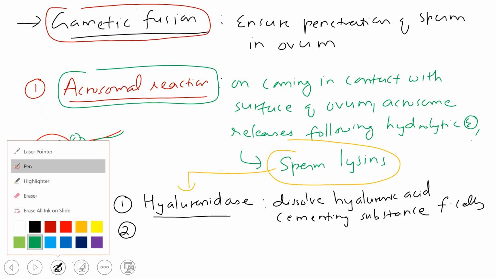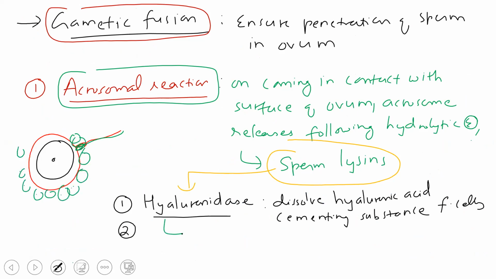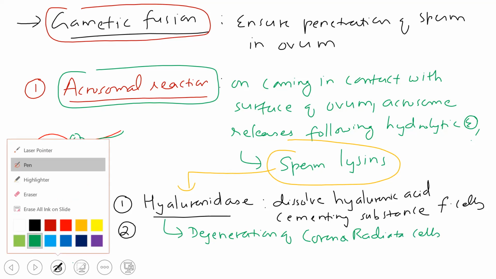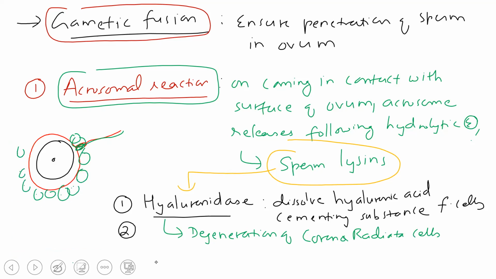So what will happen because of this? This will lead to the second event, that is dispersal of corona radiata cells. It will also release the third enzyme, that is acrosin.